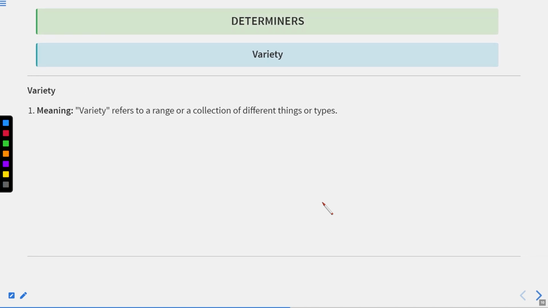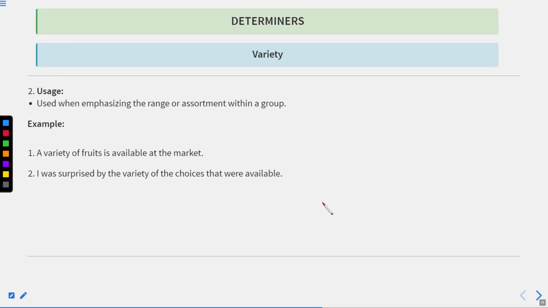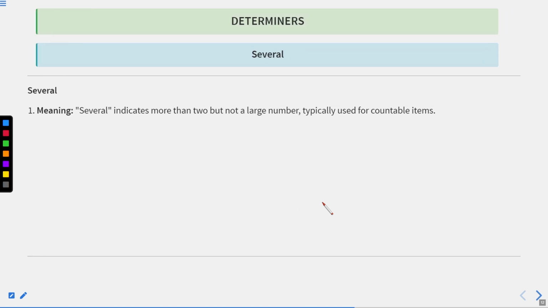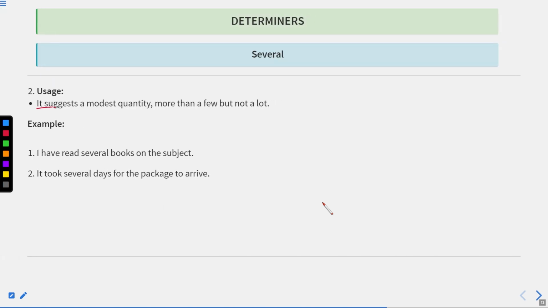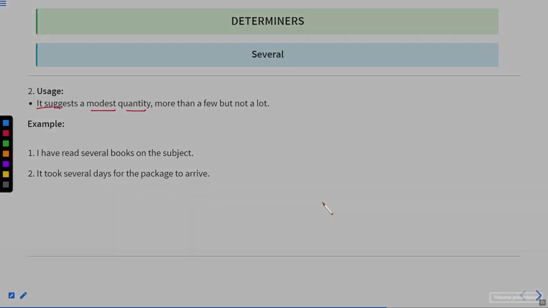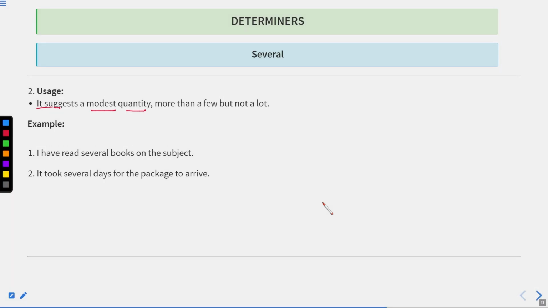Variety. Variety refers to a range or collection of different things or types. The examples are: a variety of fruits is available at the market. I was surprised by the variety of choices that were available. Several. Several indicates more than two but not a large number, typically used for countable items. Usage suggests a modest quantity, more than a few, but not a lot. I had several books on the subject. It took several days for the package to arrive.